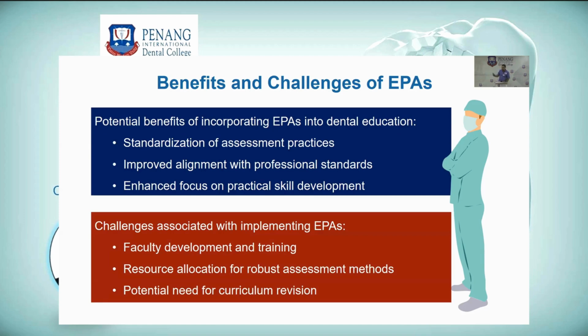Okay. And some of the literature has actually said resistance from the faculty is a challenge, right? So that is why faculty development and training, and of course, allocation of assessment for the robust assessment methods, we need more number of cubicles, more space, those particular patients that we need for the EPA. So it becomes resource intensive. And of course, the potential need for curriculum revision, right? So this nobody wants. All right.